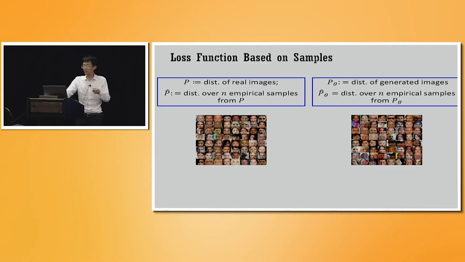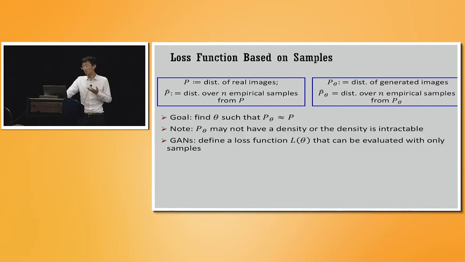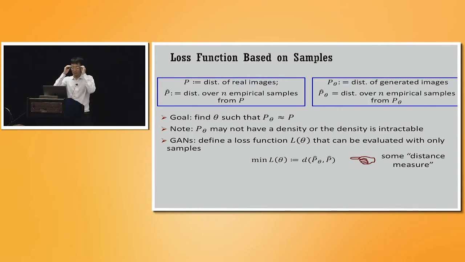And P hat sub theta is a distribution over n empirical samples from the generated distribution, P sub theta. Our goal is to find P sub theta such that it is as close to P as possible. As I said before, P sub theta may not have a density, or the density is intractable. One of the points of GANs is that we can define a loss function that can be evaluated with only samples. So we define some kind of distance measure between the distribution P hat theta and P hat, and use that as the distance measure.